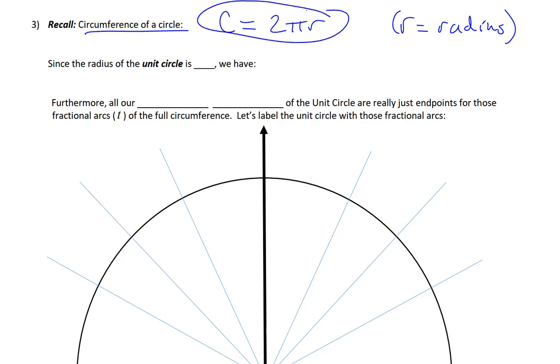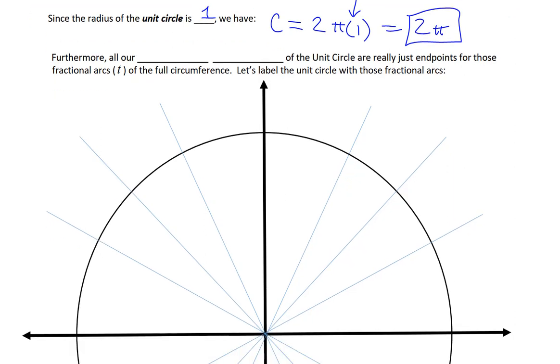So 2 pi r is our formula for the circumference of a circle. Now, since the radius of the unit circle is 1, remember we discussed last time that it's a circle centered at the origin with radius 1, we really have that the circumference of the unit circle is 2 times pi times 1, because we're plugging in 1 for the radius, which really means it's just 2 times pi. So in other words, the circumference of our unit circle is simply 2 pi, using the standard circumference formula.